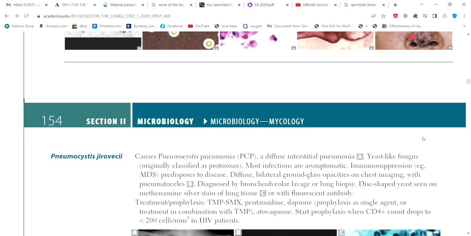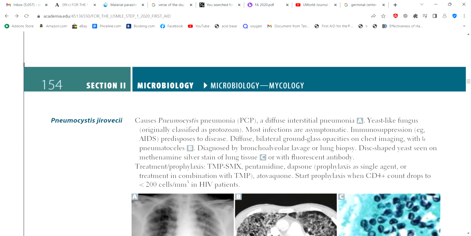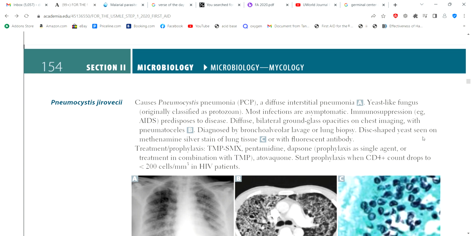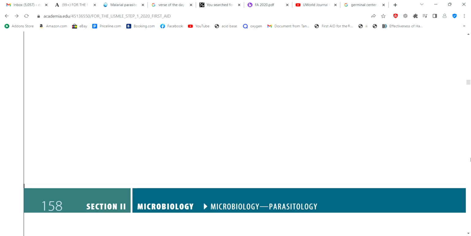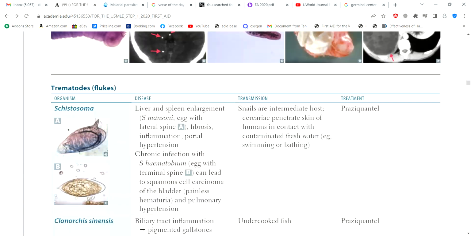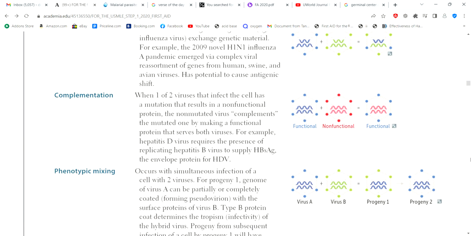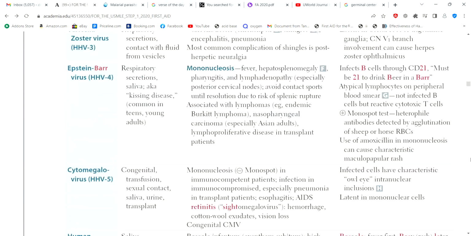So you start the prophylaxis when the CD4 count drops below 200 in an HIV patient. Somebody with AIDS will be lower, so that's why I said a CD4 count of 50. And somebody with SCID doesn't have B or T cells, so you can imagine how it affects SCID patients.